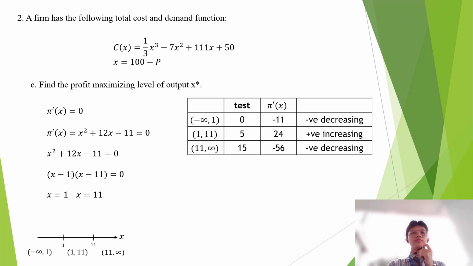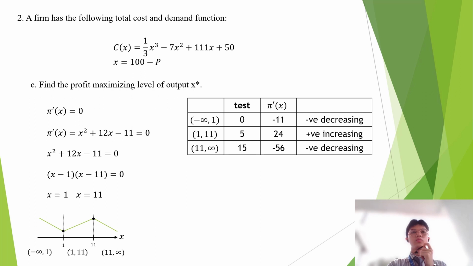For the next interval, we substitute the number 5. We get a positive value, 24. So we can conclude that the second interval is increasing. Next, for the third interval, we use the number 15. We get a negative value again, which is negative 56. So we can conclude that the third interval is decreasing.